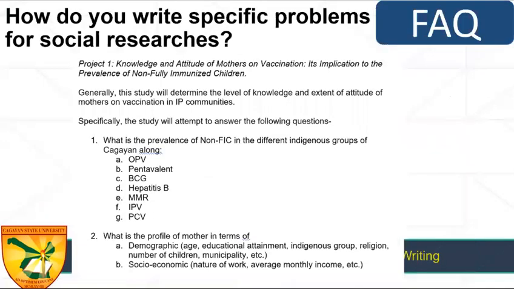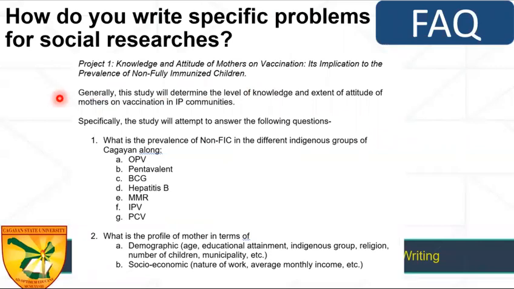A frequently asked question is how do you write specific problems for social researches, since my example a while back is for experimental research. So this is one example. This is from our recently concluded project with DOH: Knowledge and attitude of mothers on vaccination, its implication to the prevalence of non-fully immunized children.